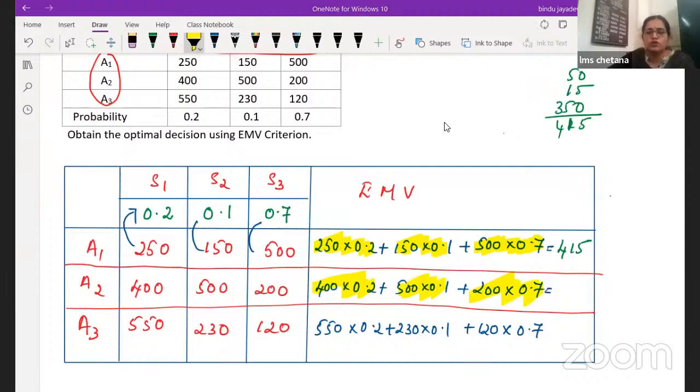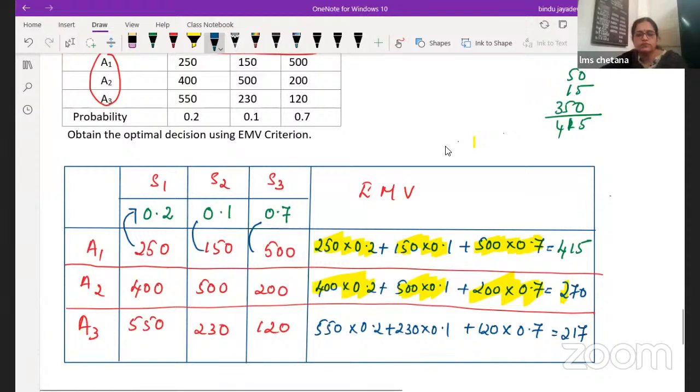First one is 415. Second one is 270. How many of them are getting 270? First one is 415, next one is 270. Yes, 270. Vaishnavi is also getting 217? 217 or 270? Achha, 270. A2 is 270. Okay. What is A3? 217. That is 217. I'm writing your answers. Just check whether these answers are right or not. 270 and 217. Okay.